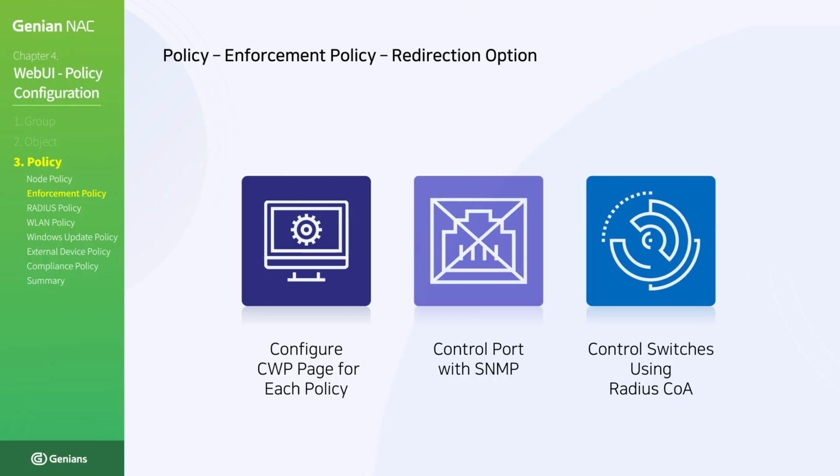The redirection options consist of 3 items. 1. Configure custom web page CWP for each policy. 2. Enable switch port blocking by configuring integration with switch and SNMP. 3. Use RADIUS CoA, change of authorization commands, to control switch port permissions.